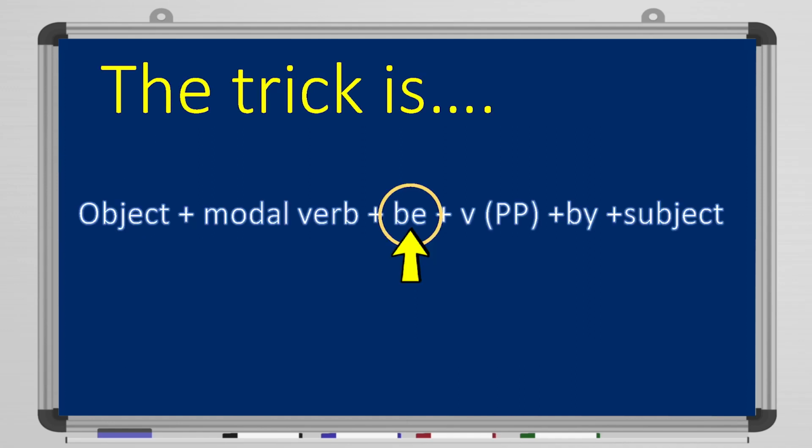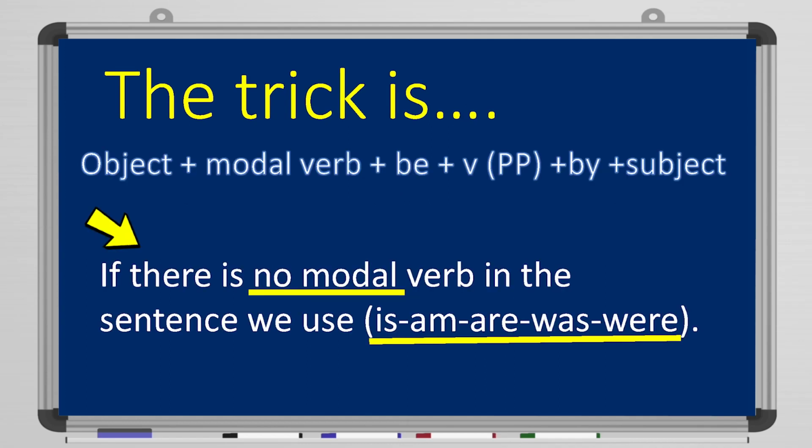Let's look at the trick. I'm going to give you a trick that will help you when it comes to the passive. The verb to be is an essential part of the rule. In this equation, the verb to be is essential. It should always be there. So, if there is no modal verb in your sentence, we simply replace the verb to be with either was, were, am, is, are, based on the tense of the verb and the object. And we'll see some examples on that.